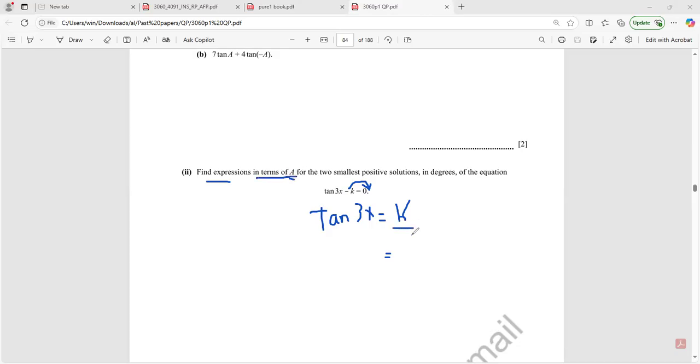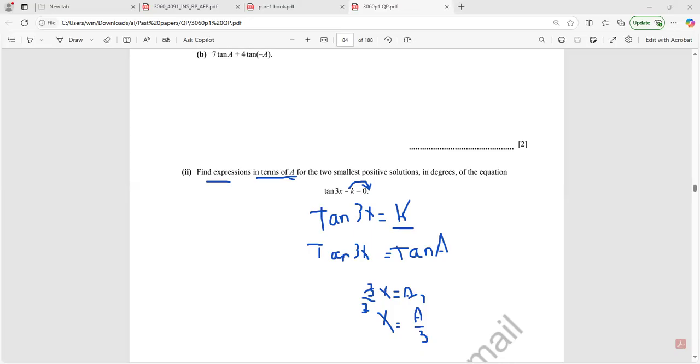So I'm going to change this K to tan A. Okay. So tan 3x will equal tan A. So the 3x equals A. So the x equals A over 3, dividing by 3 on both sides. Okay, and here dividing by 3. So the x here equals A over 3 as the first solution.